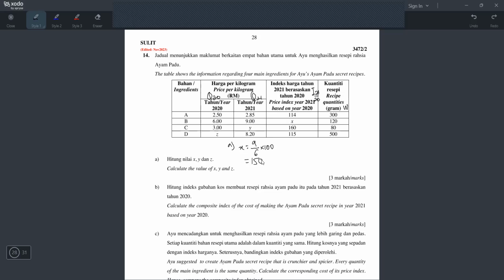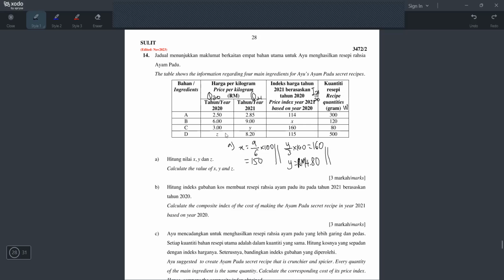And then now we find y. How to find y? If I want to find y, it is actually the price. So later it will be y over 3 times 100 equals to 160. You cannot take 3 divide y. It has to be y divide 3 because you have to put the price 2021 on top, right? So now how to find your y? 160 divide 100 times 3, you will get 4.80. But you have to write RM. This one has to write RM because y is price. But then the x no need to write RM because x is the other unit. Right? X is index, index has no unit.